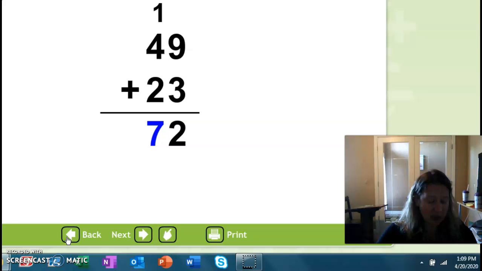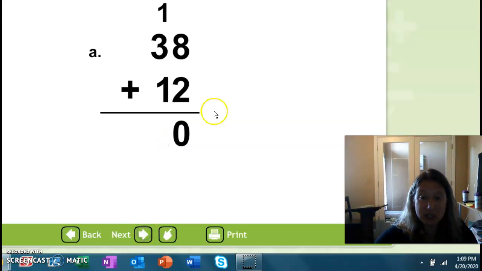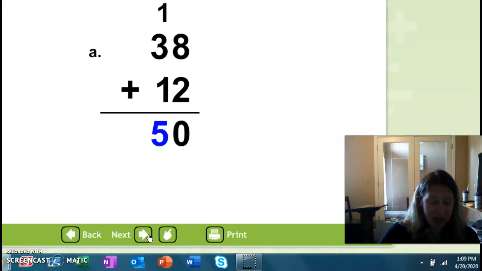So 38 plus 12. Read the problem for the ones column. You should have 8 plus 2. What is 8 plus 2? 10. And when you write 10, 10 has 2 digits. So the 10 goes in the tens column and the 0 goes in the ones column. Now we're going to add the numbers in the tens column. So you have 1 plus 3 plus 1. What is the answer? 5. Good job.